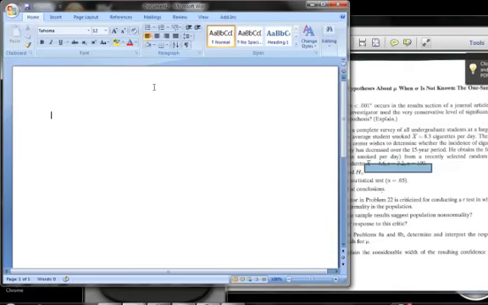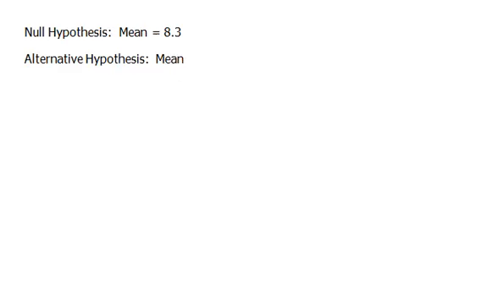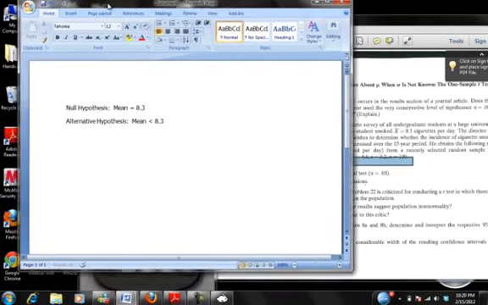The first thing I have to do is write a null hypothesis. My null hypothesis is that things have not changed. In other words, the mean is still 8.3. The sign in a null hypothesis is always an equal sign. My alternative: I think the mean has gone down, so I think the mean is now less than 8.3. So I have my null hypothesis and I have my alternative hypothesis.